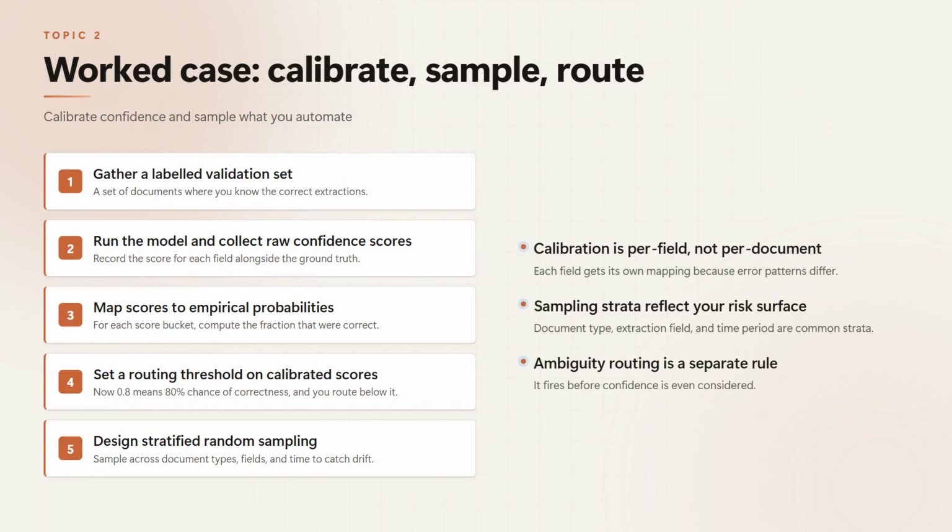For sampling, you stratify by document type, invoices, receipts, contracts, and by field, pulling a random sample each week. This catches drift. If a new invoice format appears, your error rate on total amount spikes in the sample, and you catch it before it becomes a business problem. The other cases, routing classifiers or sampling once, lose because they either bypass the language understanding you are paying for or miss temporal drift entirely.